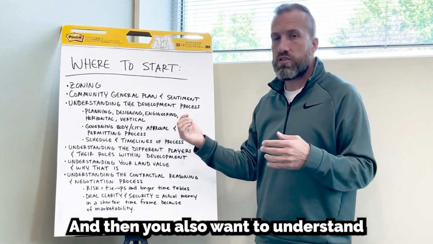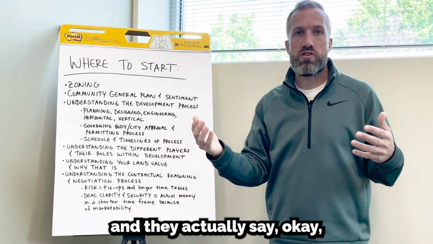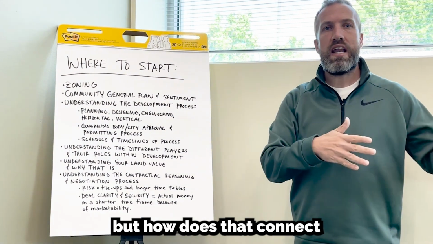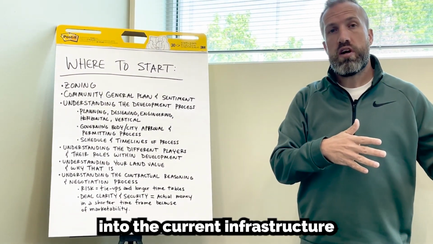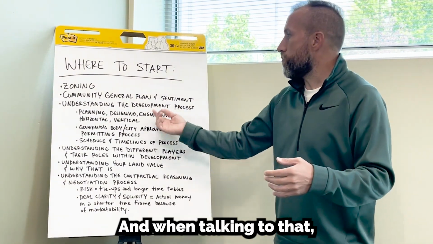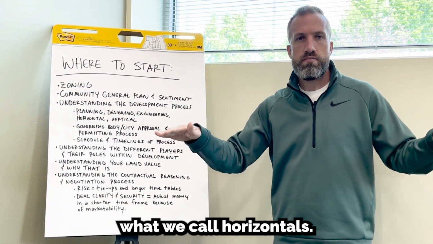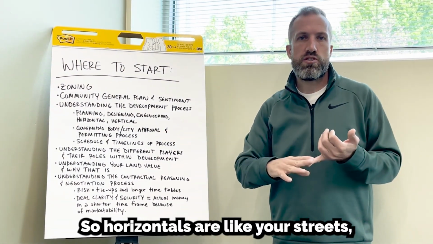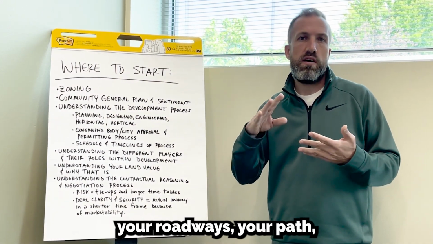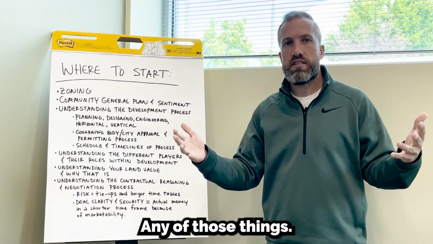And then you also want to understand that there's engineering involved. Engineers come in and they actually say, okay, that's a great plan, but how does that connect into the current infrastructure that the city has? And how do we connect into that? And when talking to that, you start getting into what we call horizontals. So horizontals are like your streets, your roadways, your paths, sidewalks, curb, gutter, asphalt, any of those things.